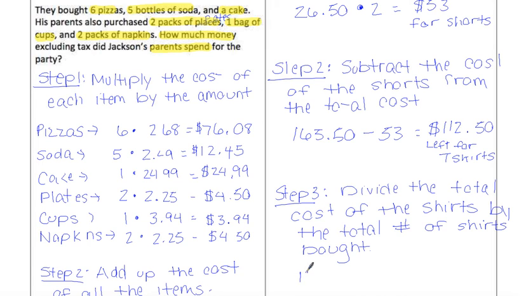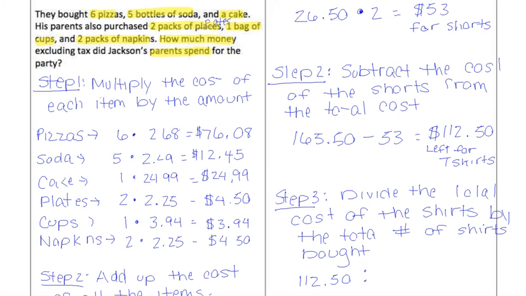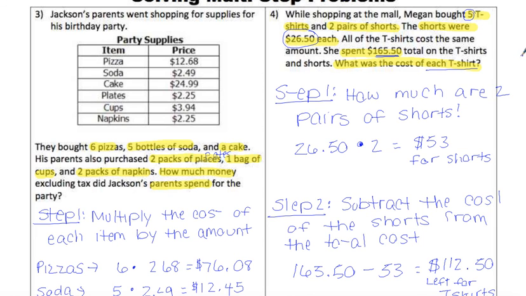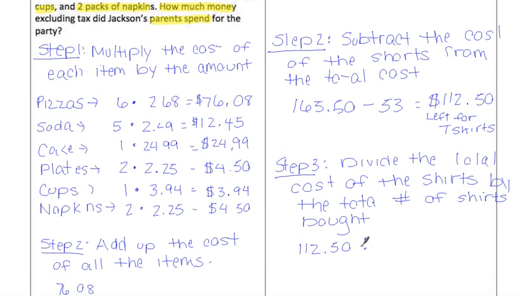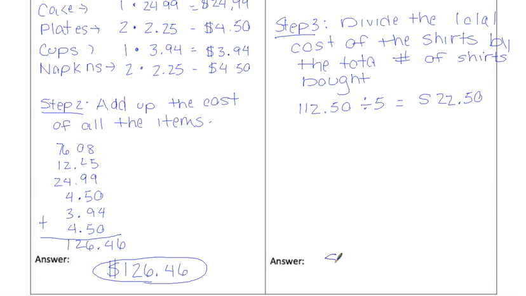So the cost for the shirts was $112.50 divided by how many shirts we bought. Well, if we look back into the problem, we bought 5 shirts. So we're going to divide by 5, which equals $22.50. And that is our answer for the cost of each t-shirt. So our answer is $22.50 per shirt. You put t-shirt.